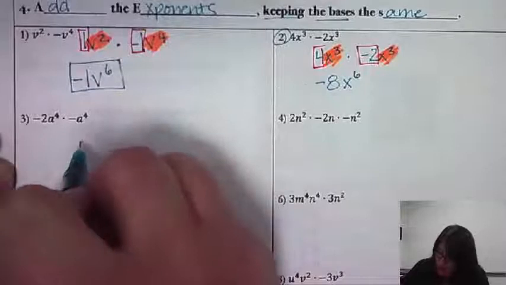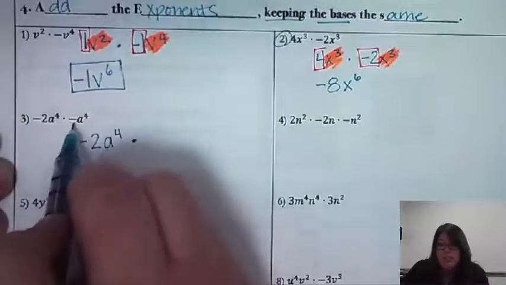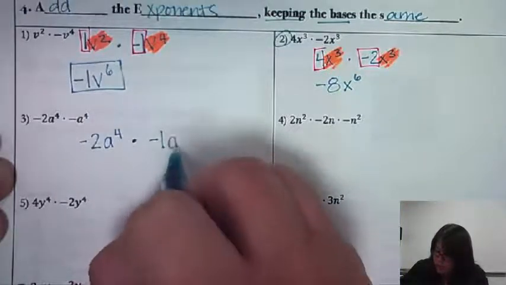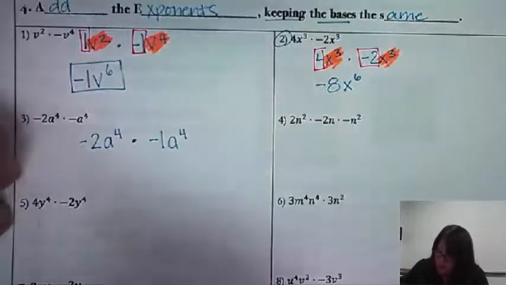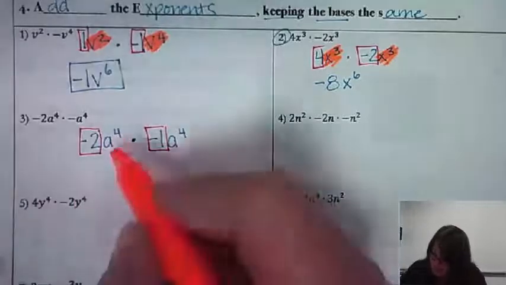Here I have my coefficient, base, exponent. Good. My coefficient here is not written, so I'm going to write it as a -1. Coefficient, base, exponent. Box my coefficients and highlight my bases.